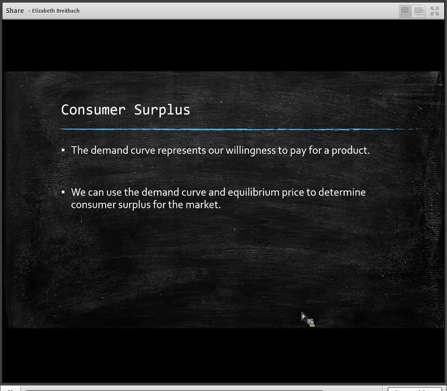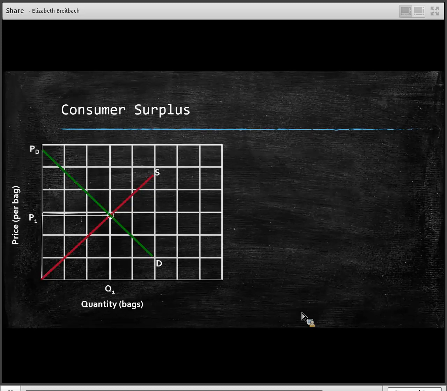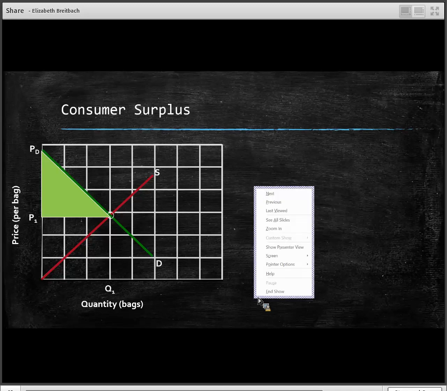So let's look at this graphically, what I mean. Here we have just a simple supply and demand. We can see an equilibrium price of P1 and an equilibrium quantity of Q1. It's just where the intersection of our supply and our demand curve is. And so we're going to compare that P1 to our demand curve. Remember that green line, that demand curve, represents the willingness and ability of consumers to pay.